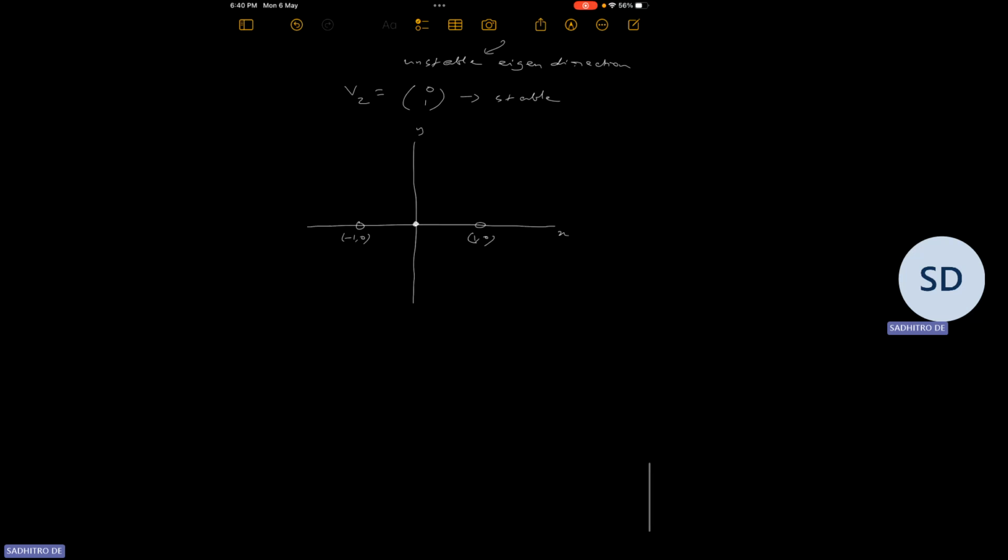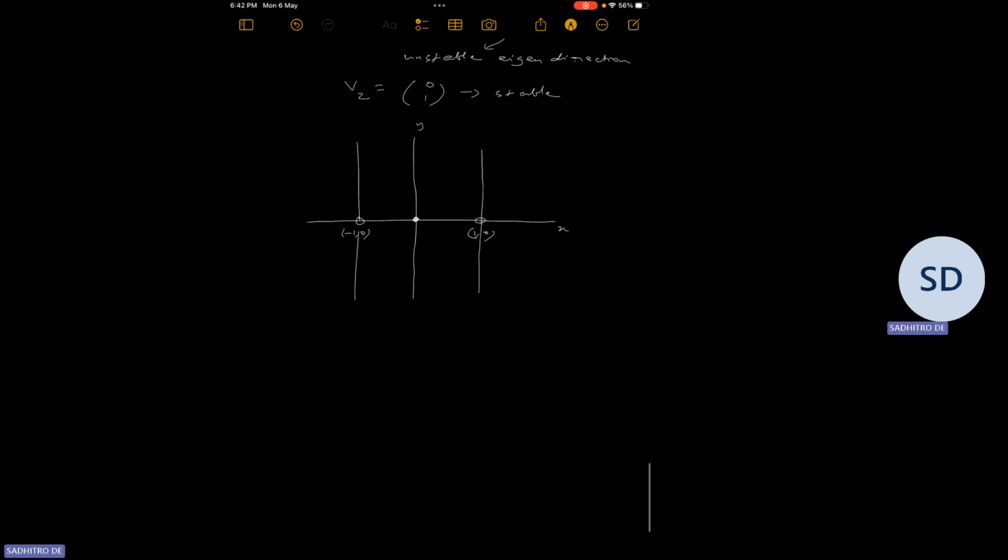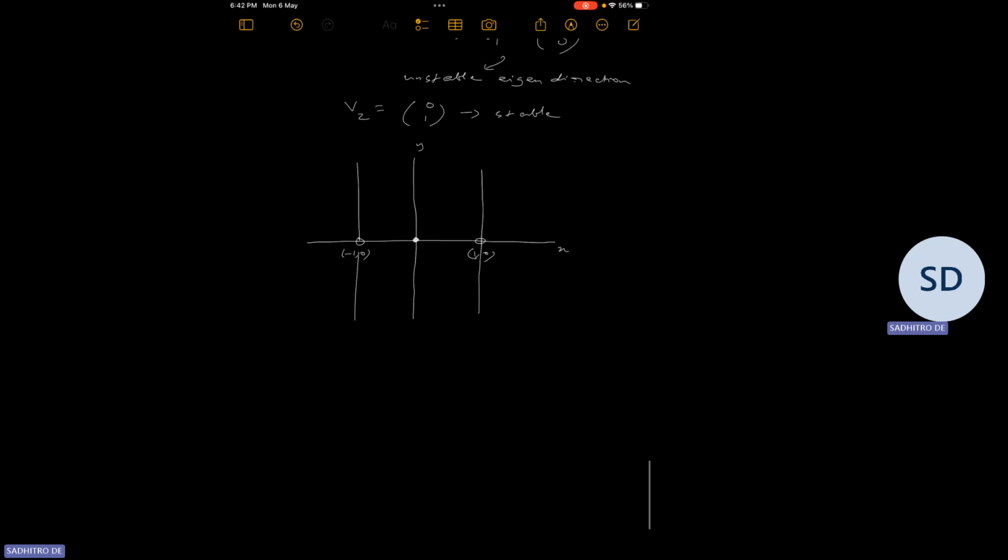And we saw that the stable eigendirections and the unstable eigendirections were along the y-axis, right? So the y-axis had the stable eigendirection, and this was the unstable direction.